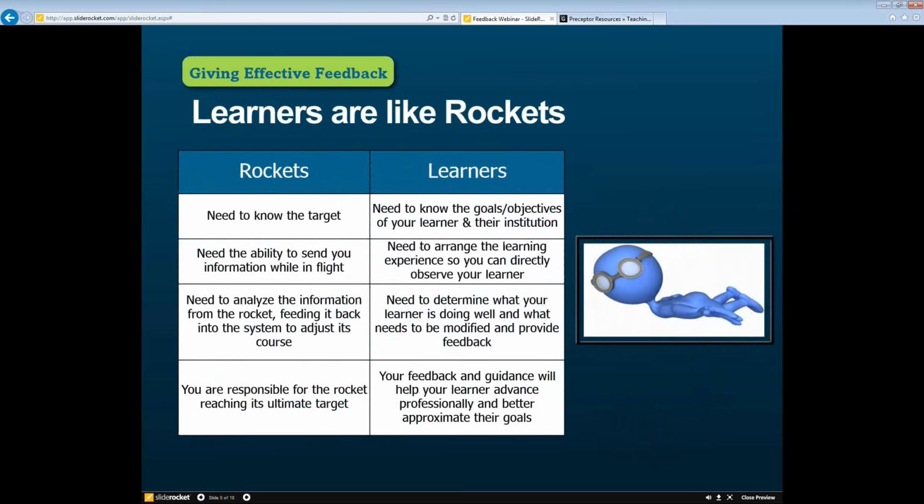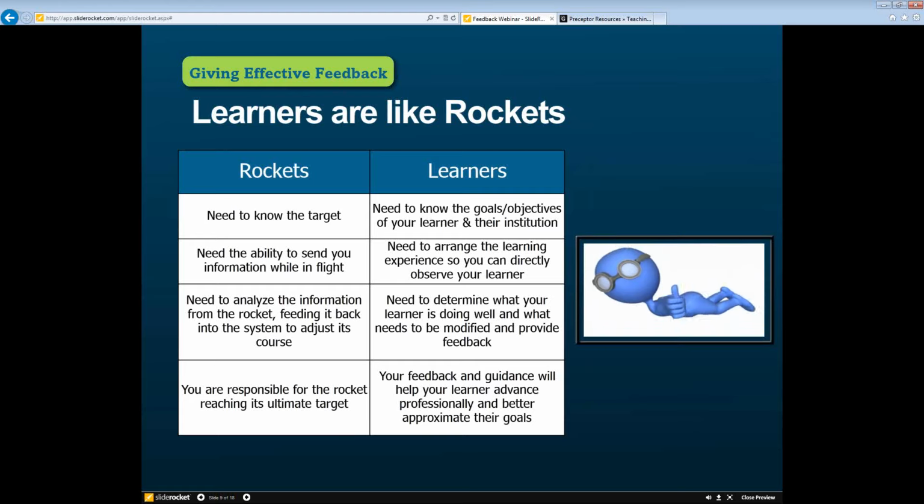So let's think about, in general, the comparison between rockets and learners. We have this sense of rockets. You need to know the target. What does that mean? From a learner's perspective, our residents or our medical students, we need to know their goals and objectives and those of their institution. So if they're from outside or they're on a different elective, you need to know the goals of that elective and of your learner for that day.